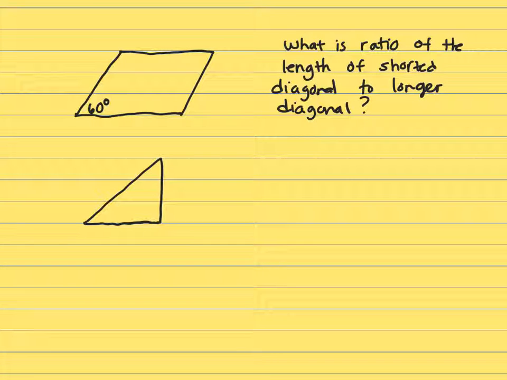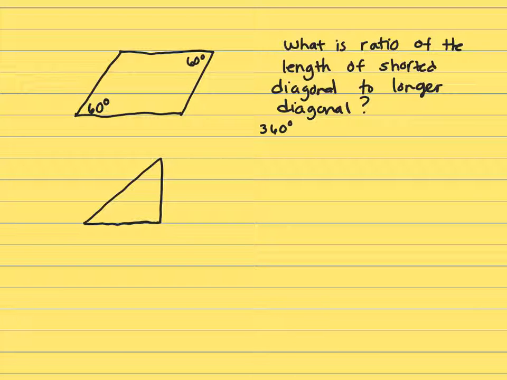We have a parallelogram. So that means opposite sides of the angles have to be equal. I'm given that the bottom left is 60. That means this one also has to be 60. So I've got a four-sided figure, and a four-sided figure always has 360 degrees in it.